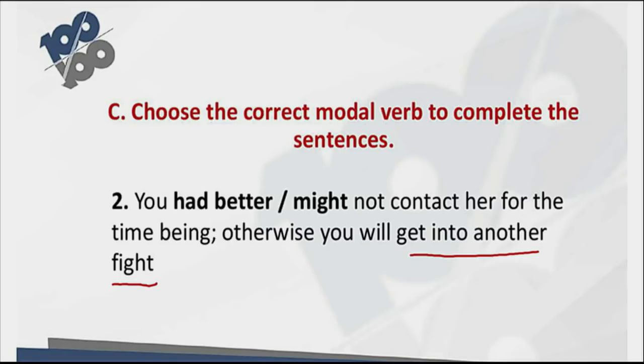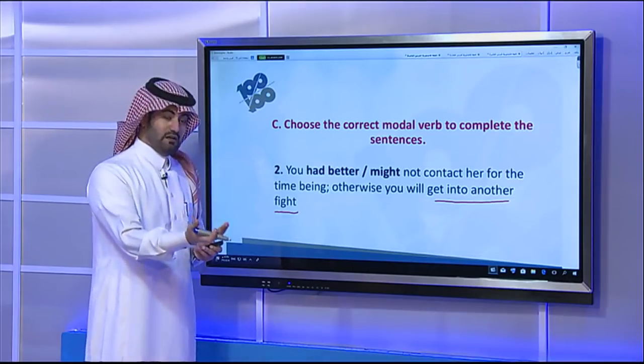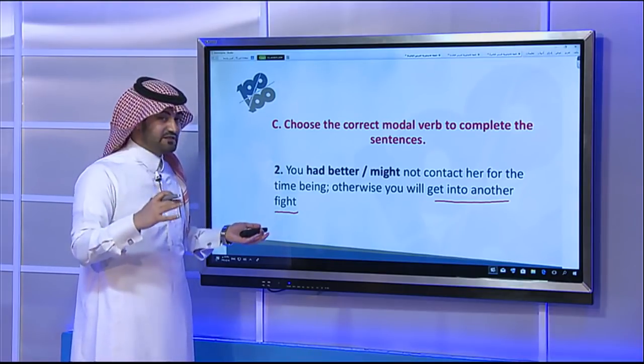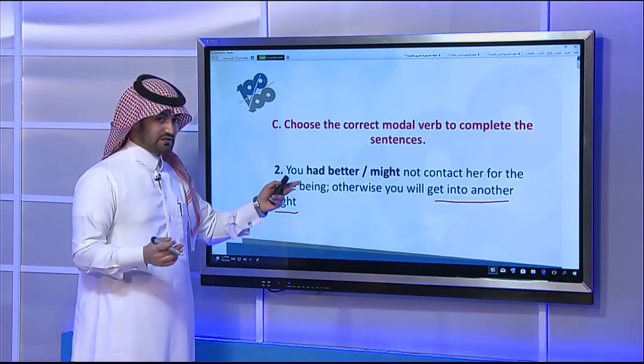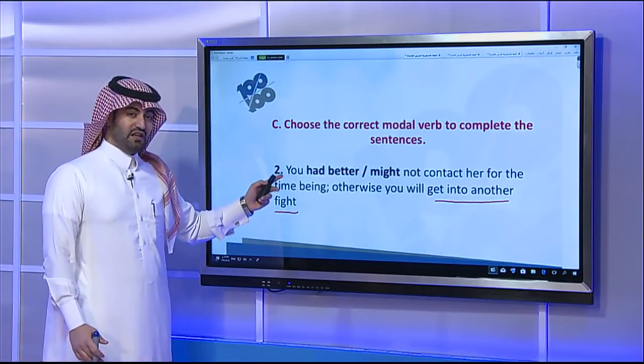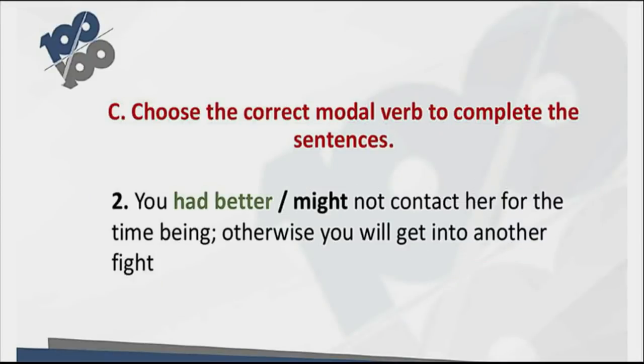When I say had better, we use it when we give strong advice. Strong advice. With might, we express probability. So had better is strong advice. Might is probability. Something might, maybe. I think the answer should be had better, because here he's giving advice to his friend. You had better not contact her. You shouldn't contact her. I am giving you advice.